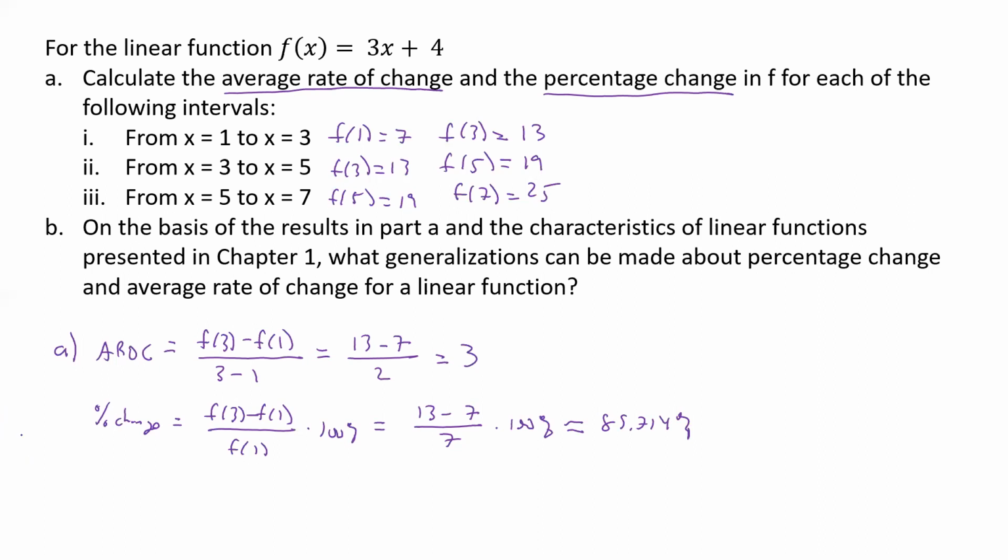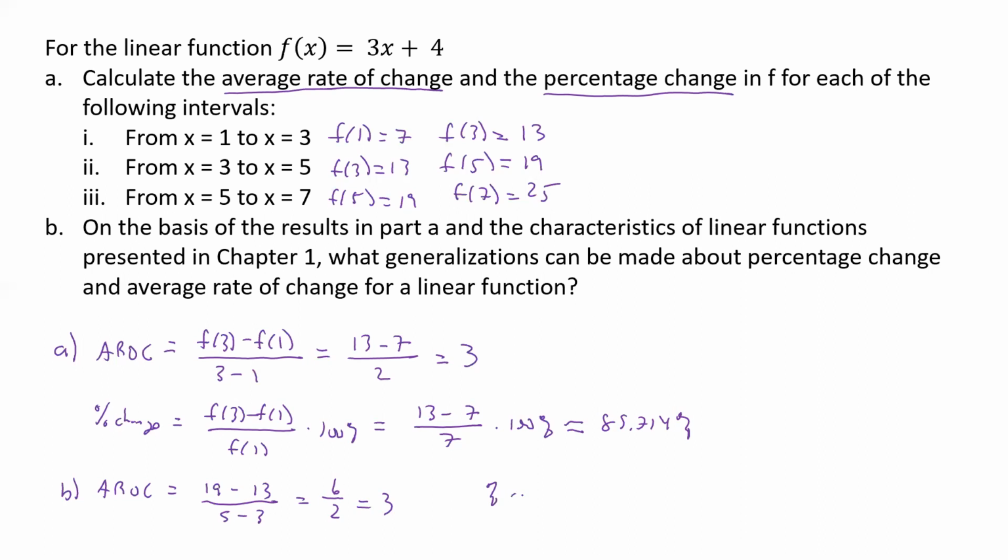Then B, let's see if we can get B in here. B for the AROC. Let's just write it out, and we're going to go straight to the numbers because we know it's going to be 5 minus 3 over 5 minus 3. So f of 5 was 19 minus f of 3 was 13, divided by 5 minus 3. And so 19 minus 13, that was 6, divided by 2, and so that's 3. Okay, so that looks good.